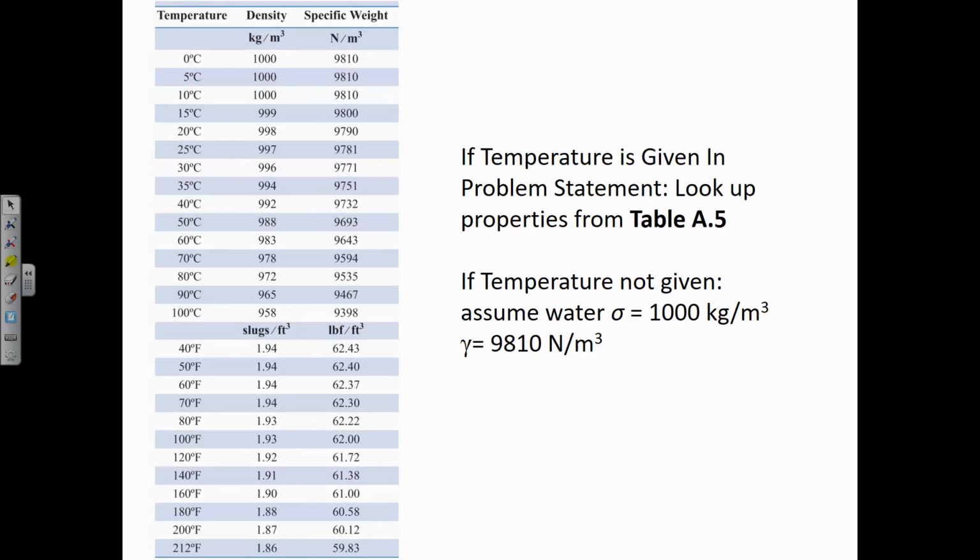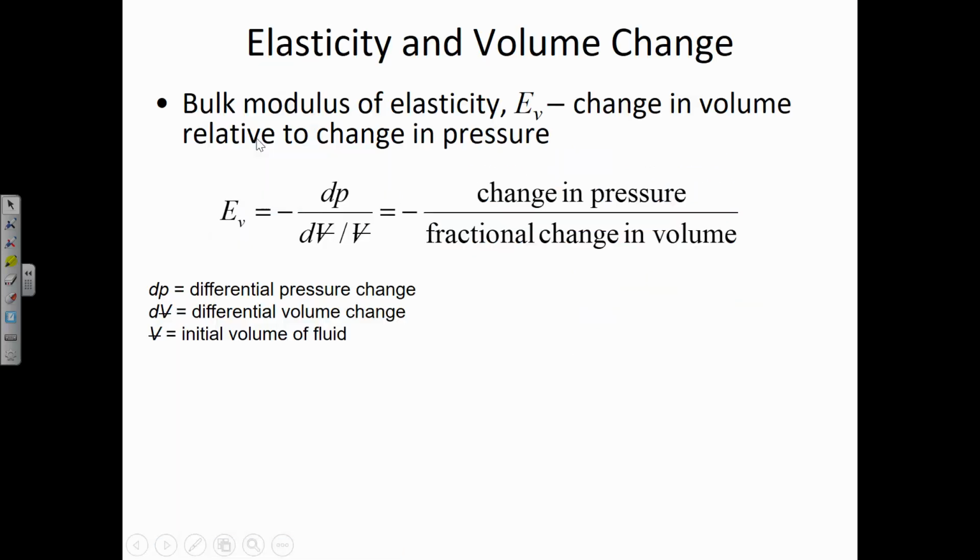Here's the table of fluid properties that I was mentioning. For those of you who don't have the book with you today, those fluid properties are back in the appendix. This is table A5, which is for water. It's showing both the density and the specific weight as a function of different temperatures.